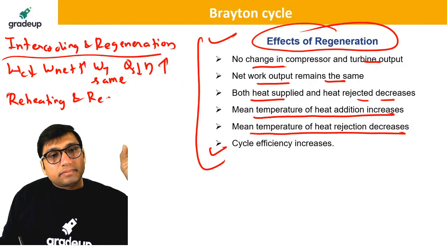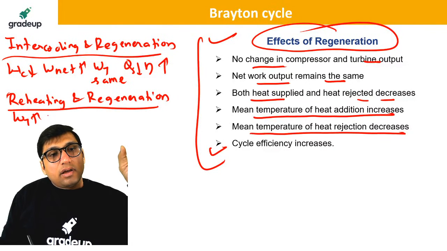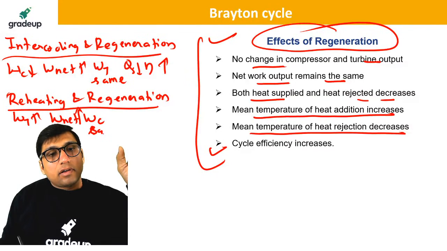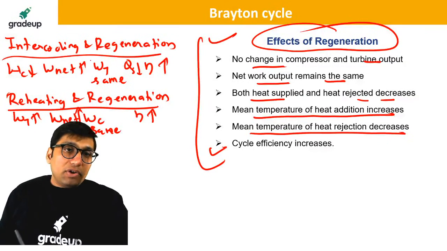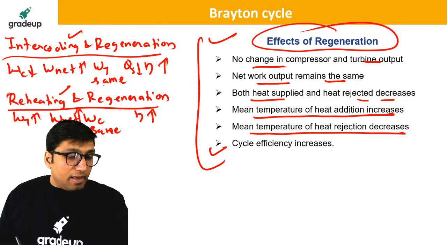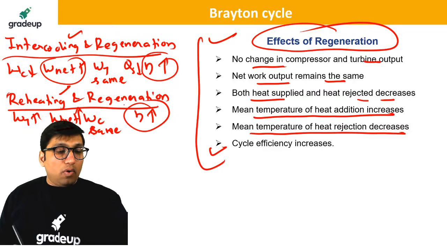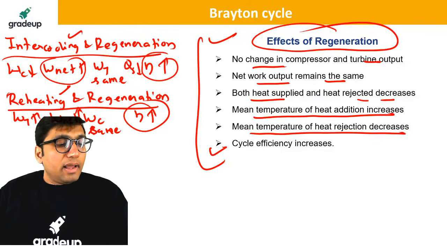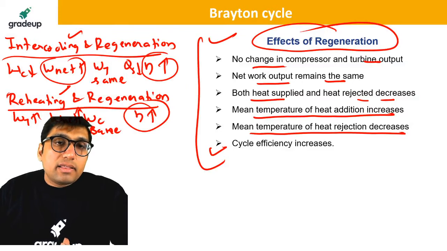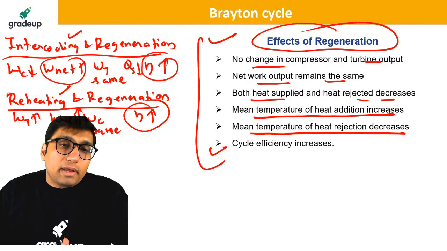With reheating and regeneration, what will happen? The turbine work will increase, the net work will increase, the compressor work remains the same, and the efficiency will increase. So if we combine regeneration with intercooling and reheating, you will see that both net work and efficiency are increasing. Always remember that intercooling is always combined with regeneration, and reheating should also be done with regeneration. Okay, clear everyone?